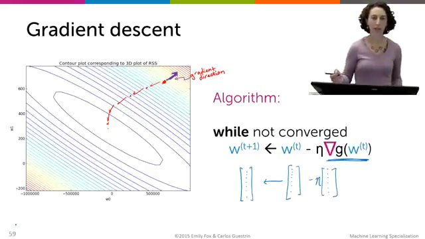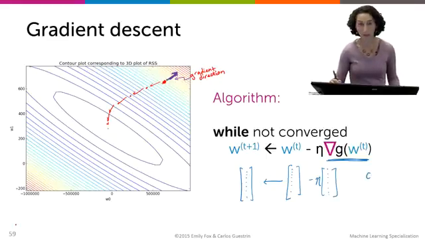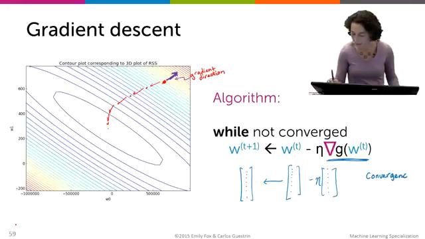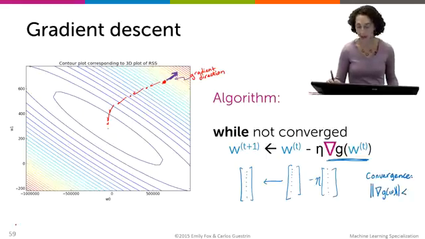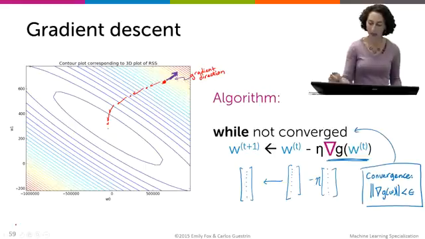And in terms of assessing convergence in this case, in place of looking at the absolute value of the derivative, we're going to look at the magnitude of the gradient. And when the magnitude of the gradient is less than some epsilon that we're fixing, we're going to say that the algorithm has converged.